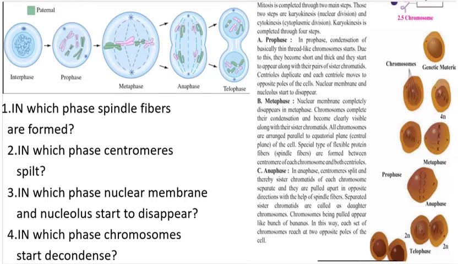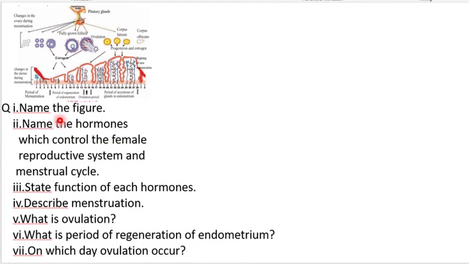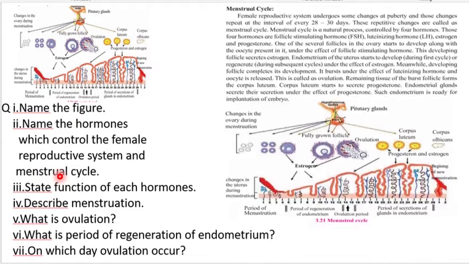Let us move to our next diagram based question. Here the question is about the menstrual cycle. Let us discuss. Name the figure. This is the figure about the menstrual cycle. Now, name the hormones which control the female reproductive system and the menstrual cycle and the function of each hormone, and what is ovulation. As we know, the menstrual cycle is controlled by four hormones, that is follicle stimulating hormone, luteinizing hormone, estrogen and progesterone.